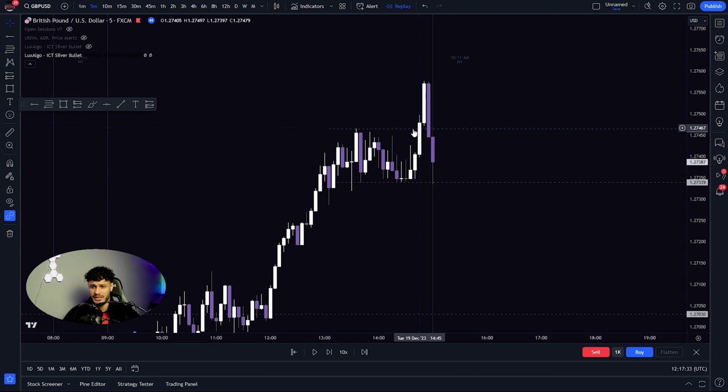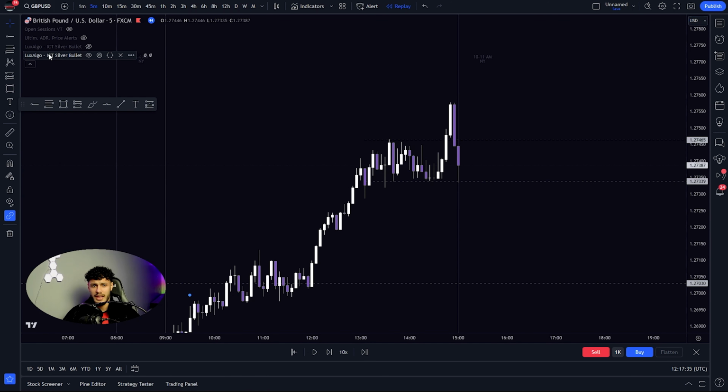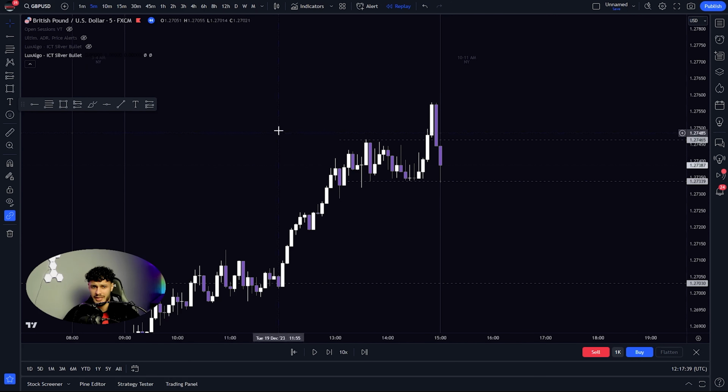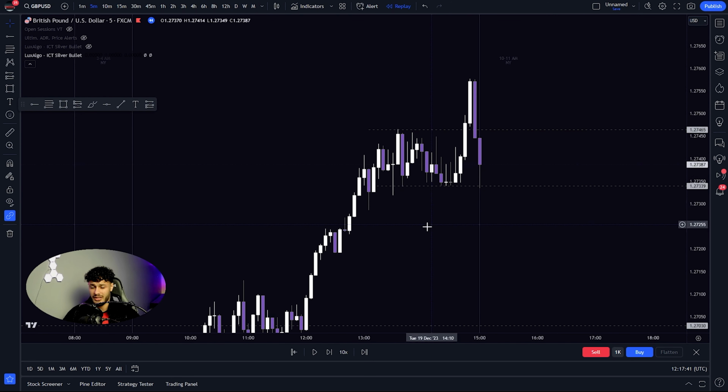So straight away we have this FVG right here. What I'm using is this silver bullet indicator, and all I'm using it for is just to mark out my sessions, and that's all. Everything else I don't care. I don't need it to mark out my FVGs for me. I don't need it to mark out break structure, etc. Don't need none of that.